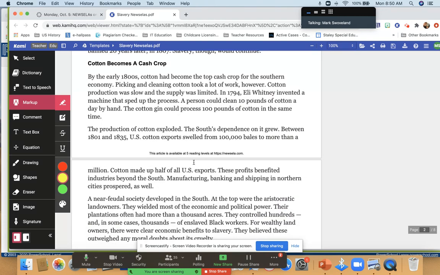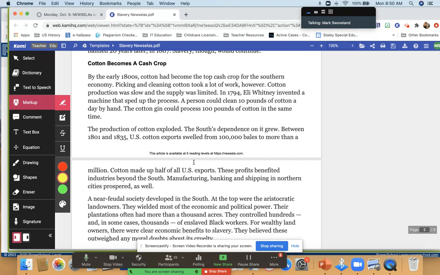Cotton becomes a cash crop. By the early 1800s, cotton had become the top cash crop for the southern economy. Picking and cleaning cotton took a lot of work, however. Cotton production was slow and the supply was limited. In 1794, Eli Whitney invented a machine that sped up the process.